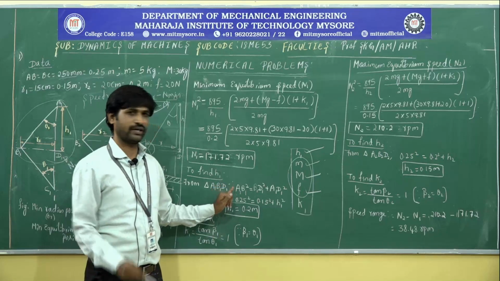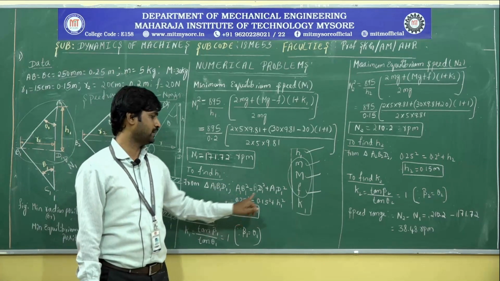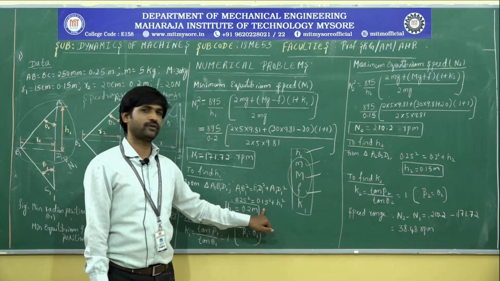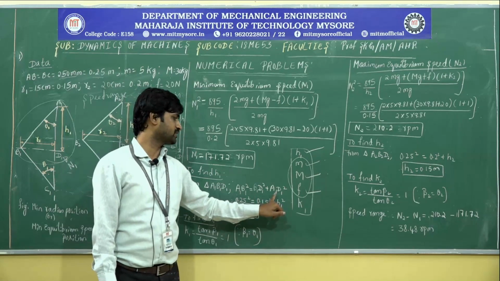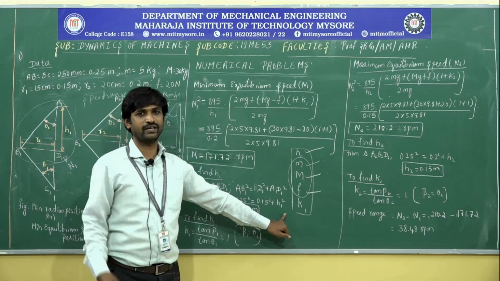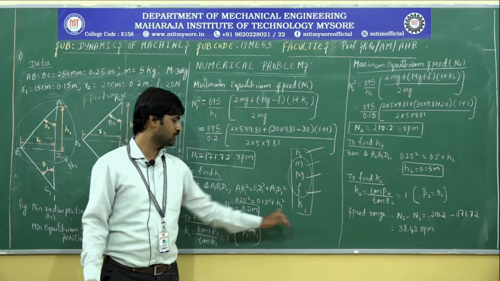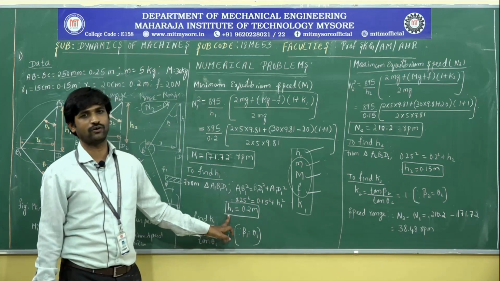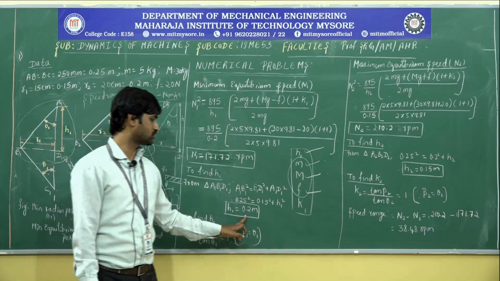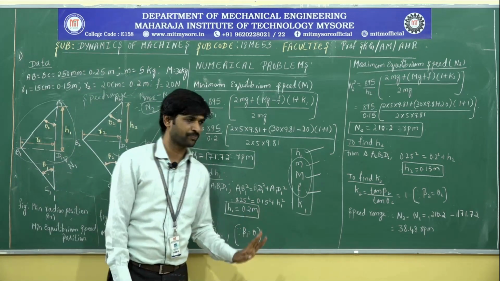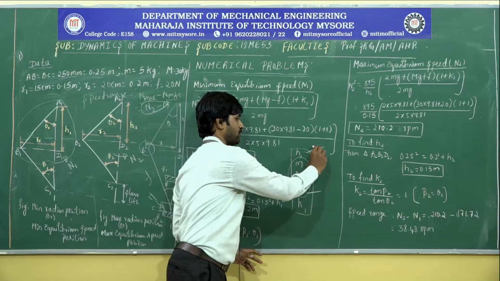So in place of A1B1, we have written 0.25, in place of B1D1, we have written 0.15, and in place of A1D1, we have replaced it by H1. So in this equation, the only unknown is H1. If you solve this, we get the value of H1, and it will be equal to 0.2 meters. So we have already calculated the value of H.